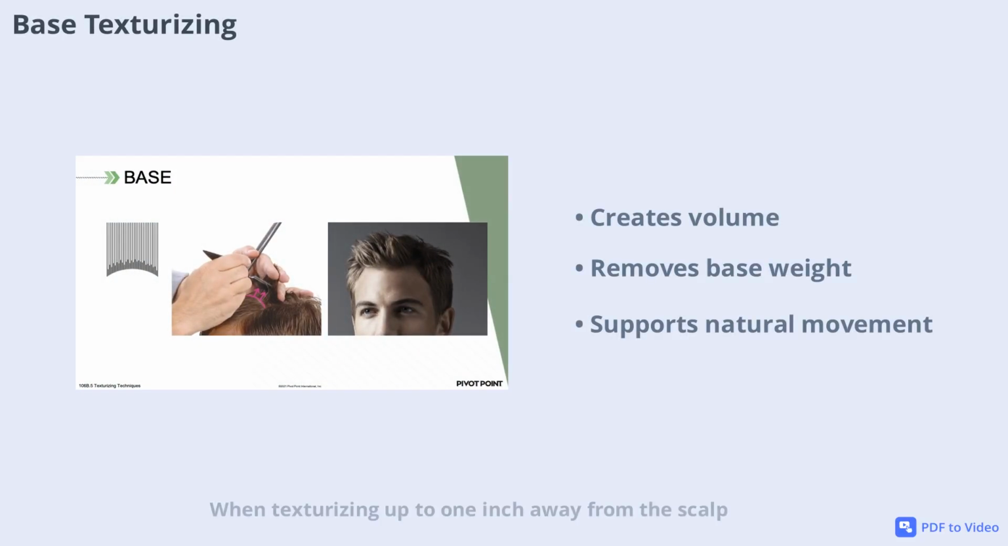When texturizing up to 1 inch away from the scalp, you create expansion and fullness, removing weight at the base area. This allows the hair to lift away from the head, generating volume. Shorter lengths at the base support the longer lengths above, encouraging natural texture and movement. This technique is especially useful for clients who want more body and lift at the roots.